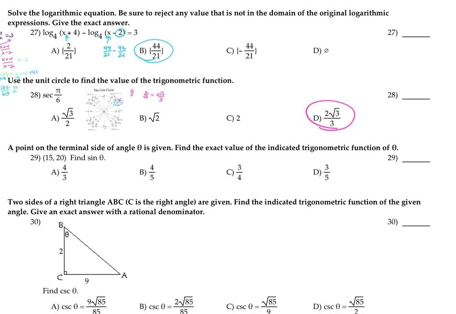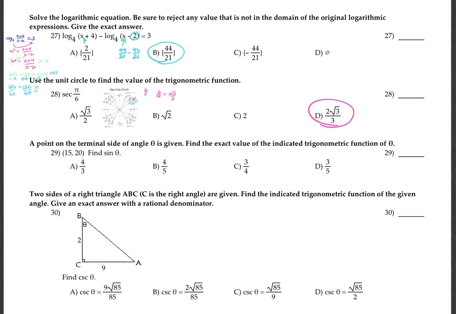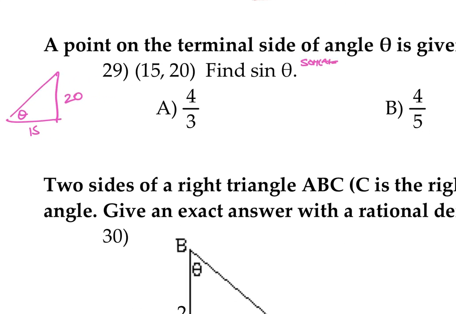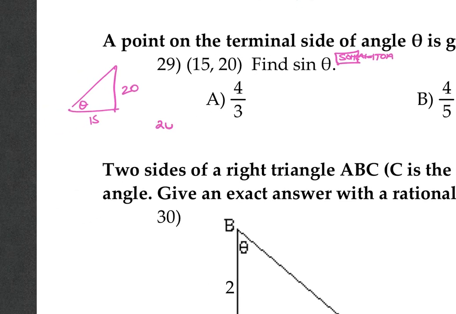All right, 29 is a point on the terminal side of the angle. So we're going to set up a triangle where my x value is 15, my y value is 20. And you want to find sine, since it's SOHCAHTOA. Sine would be opposite over hypotenuse. So I already have the 20. I need the hypotenuse. 20 squared would be 400. 15 squared is 225. So 625 equals c squared, and that is 25. So I'd get 20 over 25, which is 4/5.